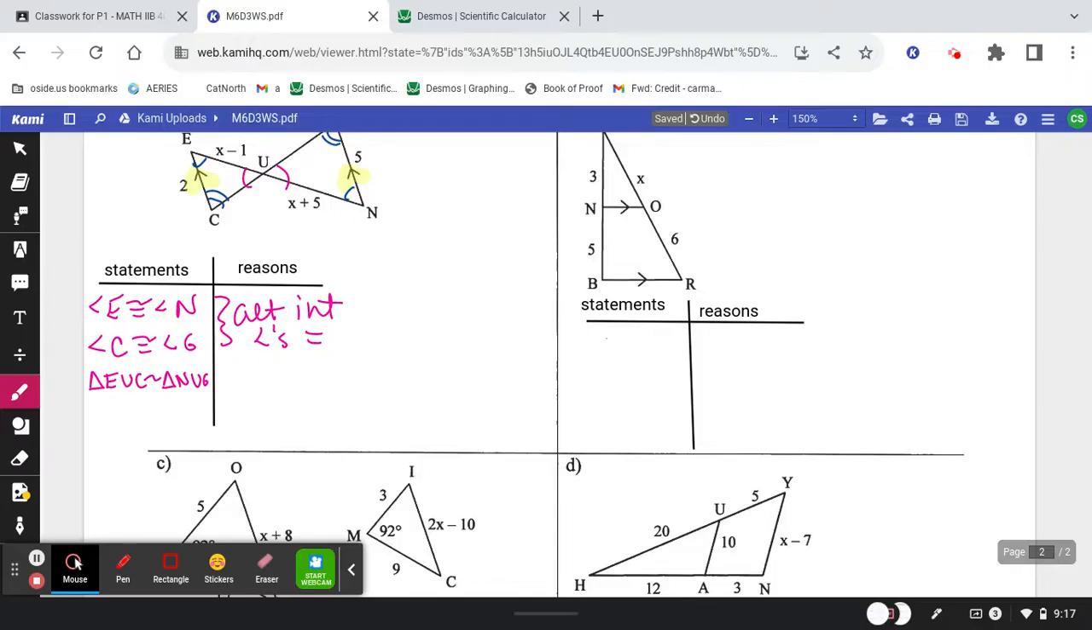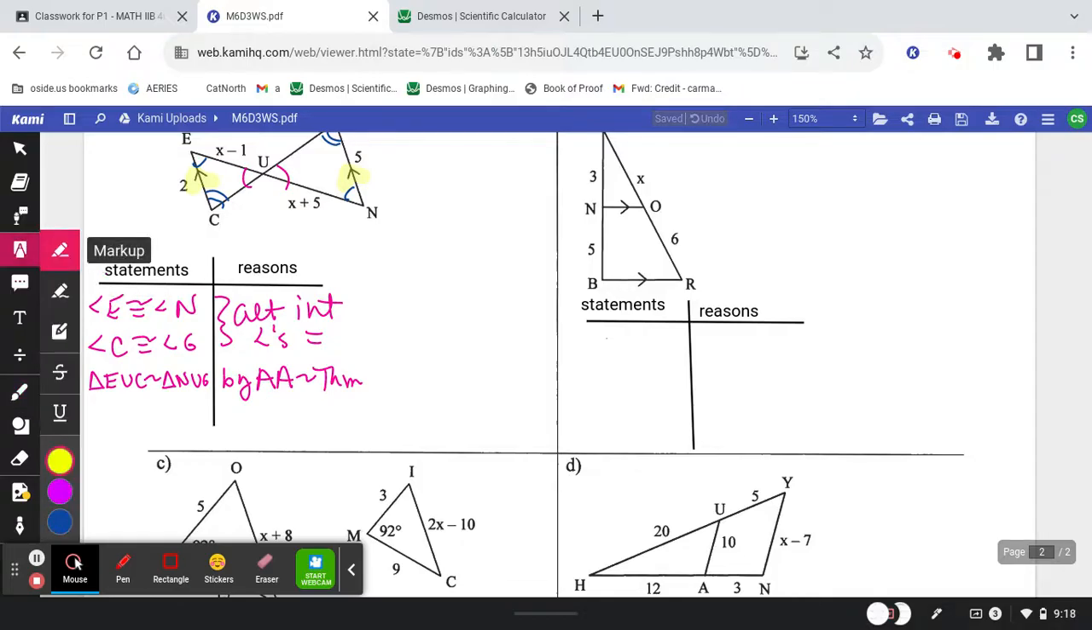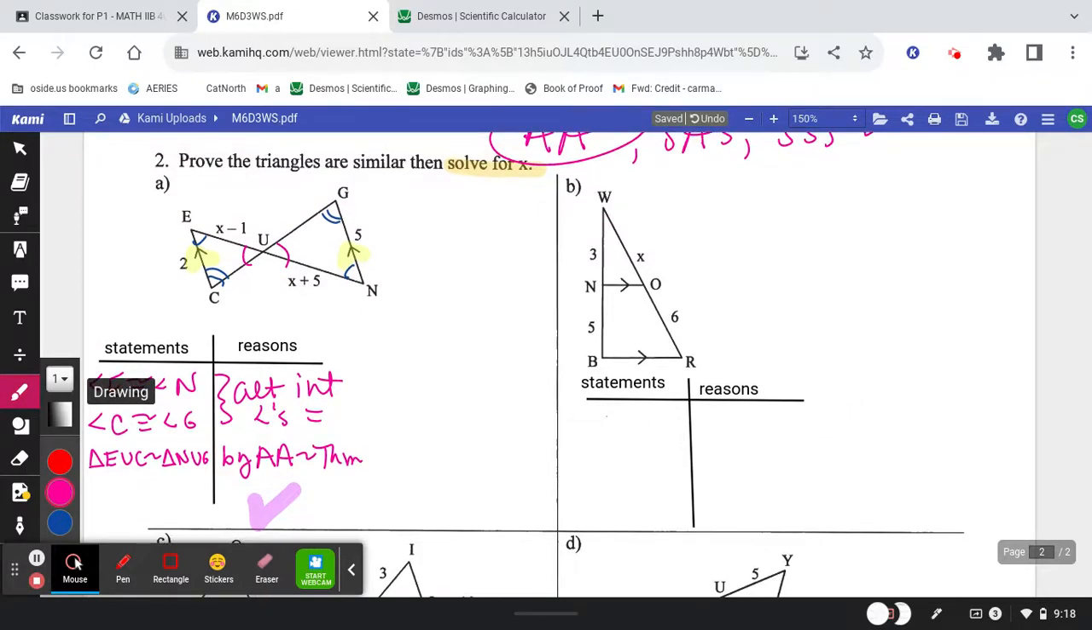Okay, and those are similar by a similarity theorem. So now that I proved the triangles similar, check, I can now go solve the proportion. So pause the video and try to set up the proportion, and then let's see how you did.